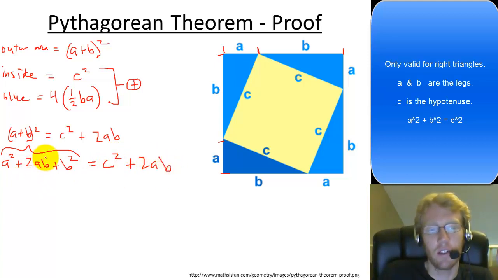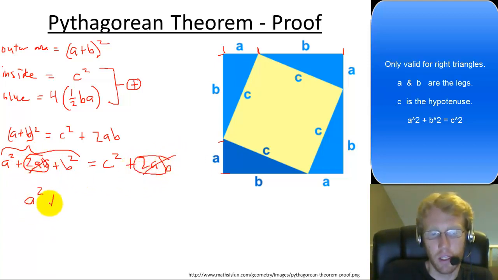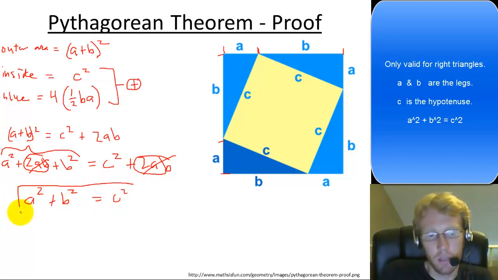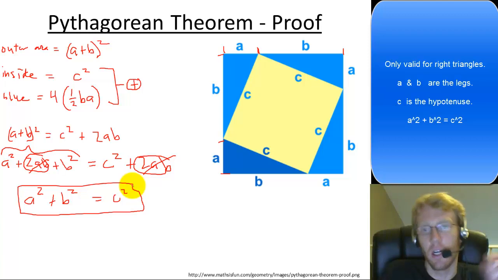Now you can see that the 2AB right here and the 2AB right here, if we subtract 2AB from both sides, those cancel, leaving you with A squared plus B squared equals C squared. So it wasn't too bad to prove. We just had to use our geometrical skills by looking at the shapes, triangles, and squares, and our idea of squaring out a polynomial or a binomial in this case to get the formula relating the length of the sides. So very cool.